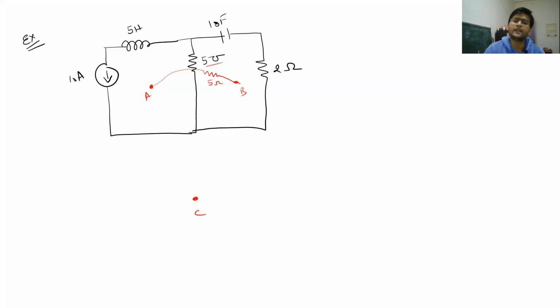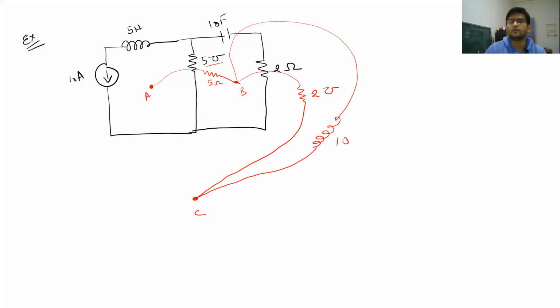Similarly, between B and C, since there is a 2 ohm resistor, it will be converted to a 2 mho conductance. Now again, there is a 10 farad capacitor between B and C, so it will be converted into an inductor whose value will be 10 Henry. Now coming to the circuit between A and C, this inductor will be converted into a capacitor whose value will be 5 farad, because this value was 5 Henry.